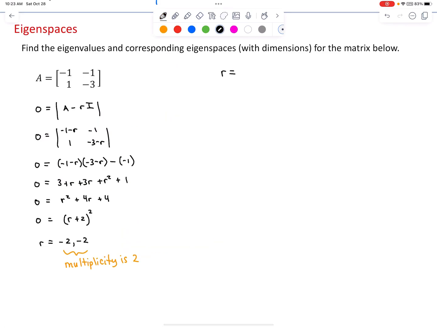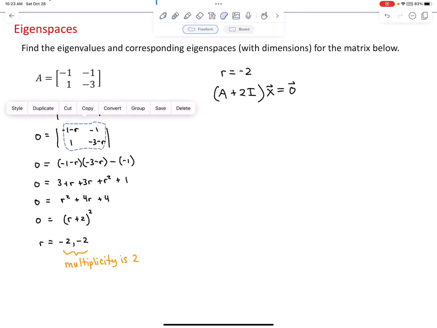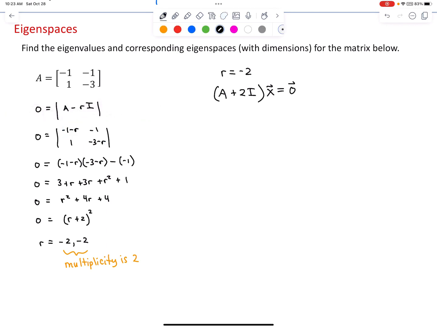So we'll let R equal -2. So we're trying to now solve A minus Ri, where R is -2, so that becomes A plus 2i times some non-zero vector x equals the zero vector back. So add 2 to the main diagonal of the matrix A, or you can look at this matrix right here and just change the R's to -2. Adding 2 to the main diagonal gives us a new main diagonal of 1 and -1, and the other two entries stay the same, and equals the zero vector.